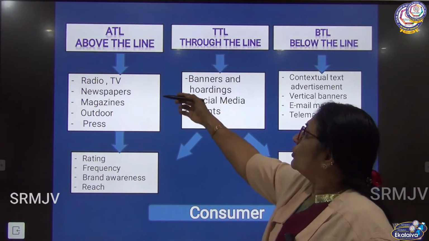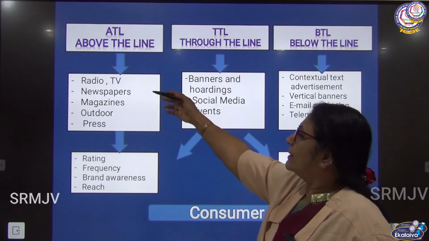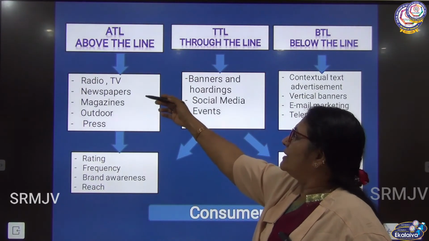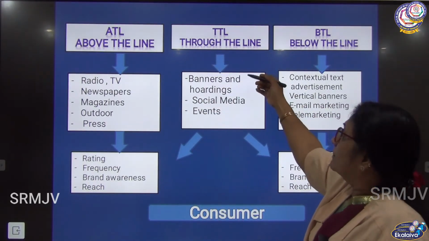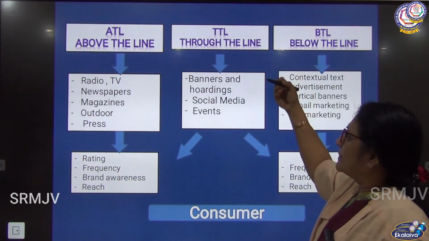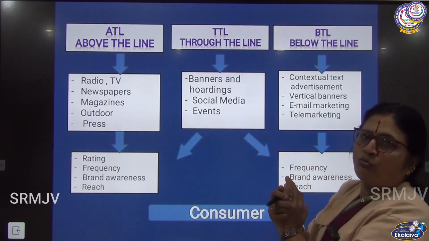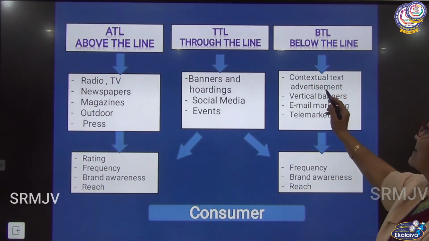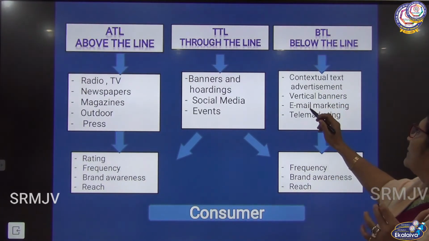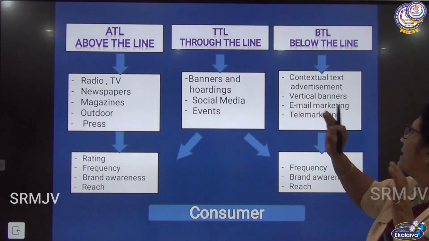So I have given you some examples of above the line, below the line and through the line. In the above the line approach you have radio, TV, newspaper, magazine, outdoors, press. Now through the line: banners, hoardings, social media, events. It's a combination of both above and below. Here you have contextual text advertisements, then vertical banners, emails.